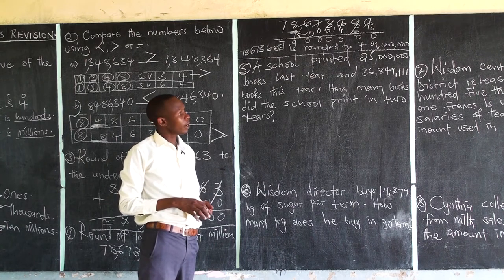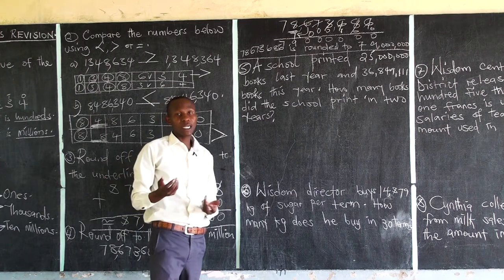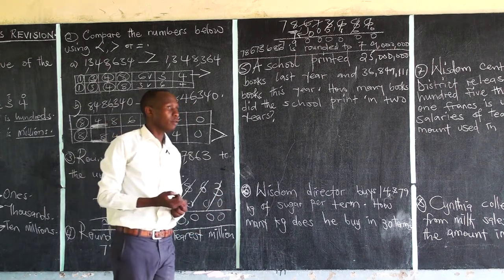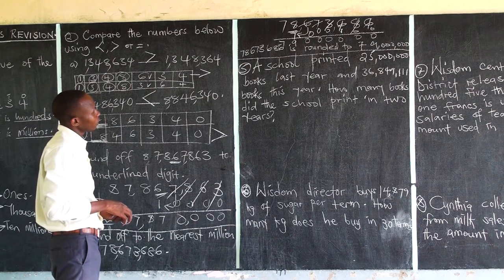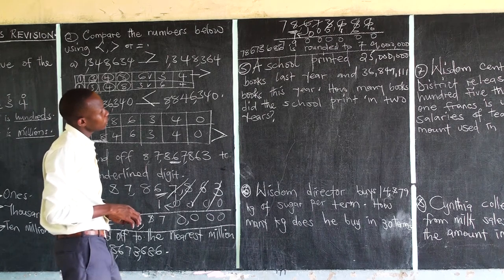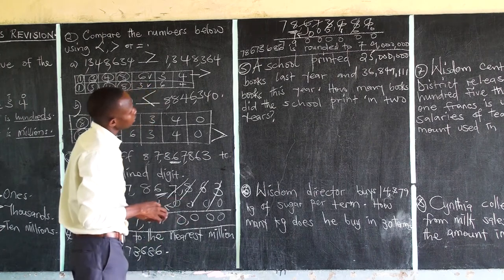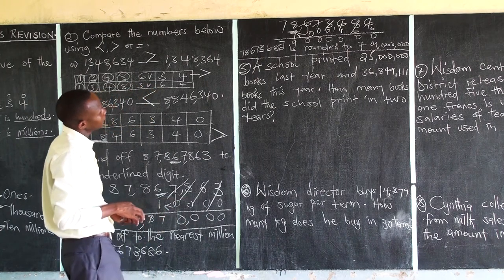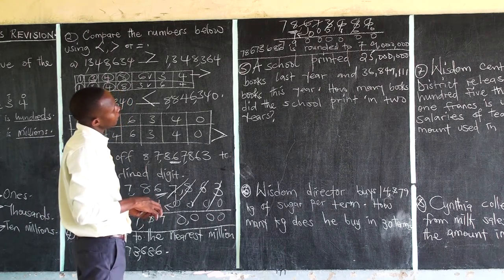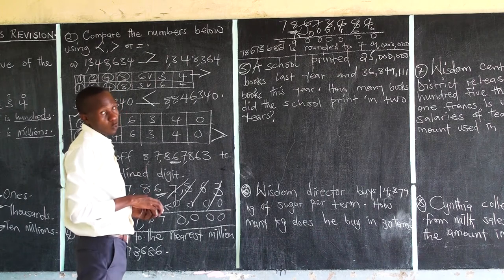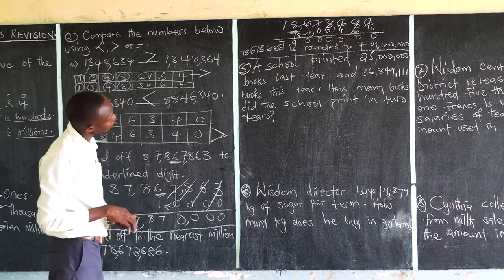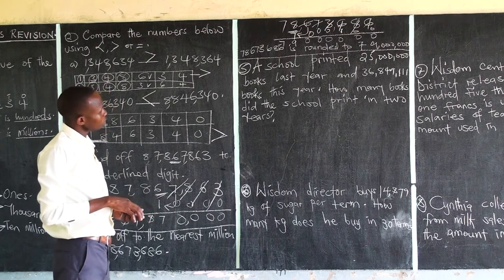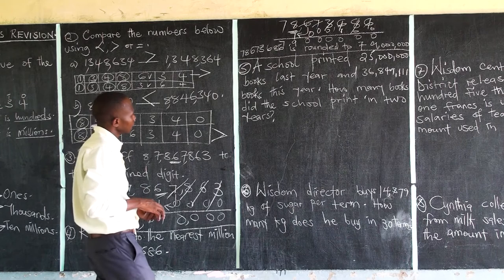We go to number 5. We look at it and we see what it wants us to do. Number 5 says, a school printed 25,000 books last year and 36,849,111 books this year. How many books did the school print in 2 years?